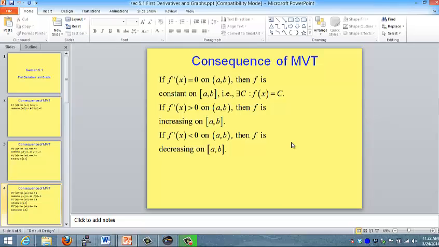And again, I think that a picture really says a lot about it, right? Here, derivative is positive. Here, f prime of x is positive. But in here, f prime of x is negative.